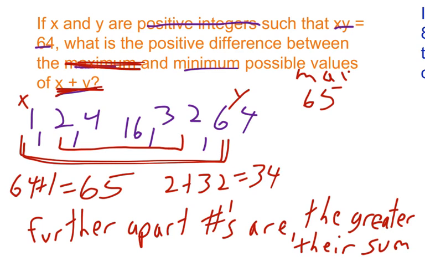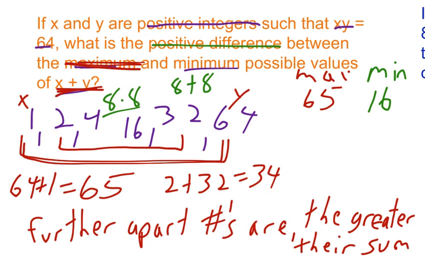Now our minimum value is if they're closer together. So the min is what factors of 64 are really close together. Well, 64 is a perfect square, so I know 8 and 8. 8 times 8 is going to give us 64. So that's as close as we can get together for the factors. So our minimum, 8 plus 8, gives us 16. And now it wants the positive difference between these two numbers. So just 65 minus 16, which is going to give us 49.